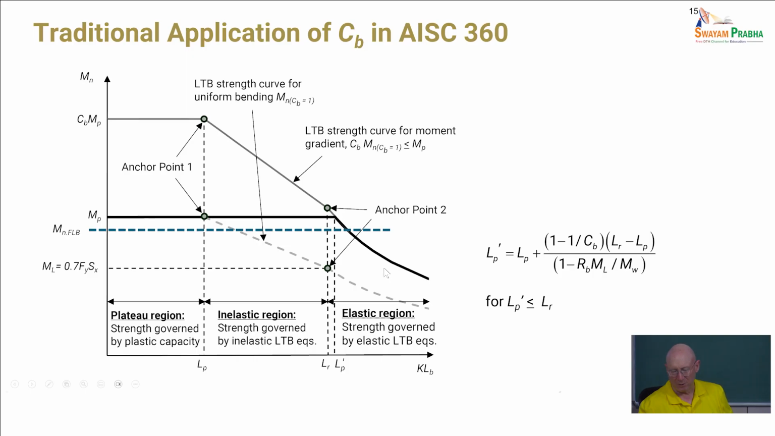That's this part of the curve here, all the way up to M sub P, because the uniform bending strength curve is the plateau, and then the dashed gray curve that you see here. And so if we scale by C sub B, and if C sub B is large enough, we end up with basically an elastic curve and then plastic moment strength.